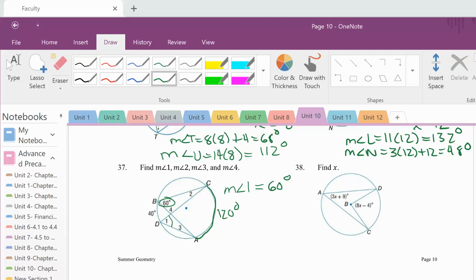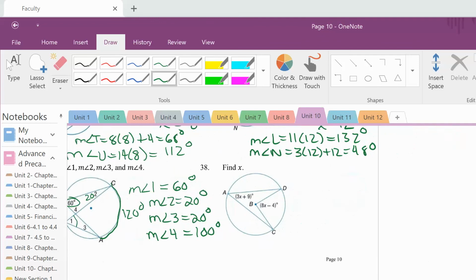Angle 2, notice the arc it intercepts is 40, so the measure of angle 2 is half of 40, which is 20. The measure of angle 3, angle 3 also intercepts the 40-degree arc, so half of it is 20. And the measure of angle 4, well, if you notice, you have a triangle, and so you have 60 plus 20 is 80, so there's only 100 left for the measure of angle 4.